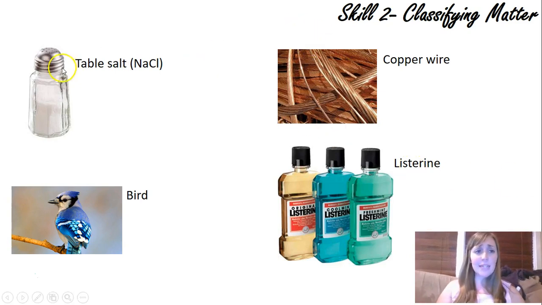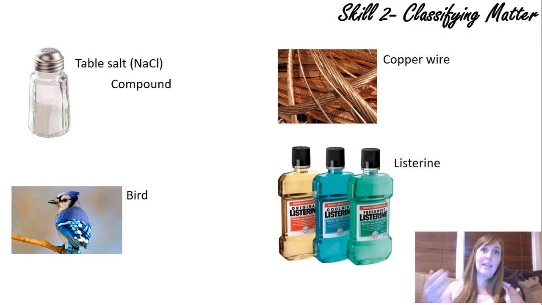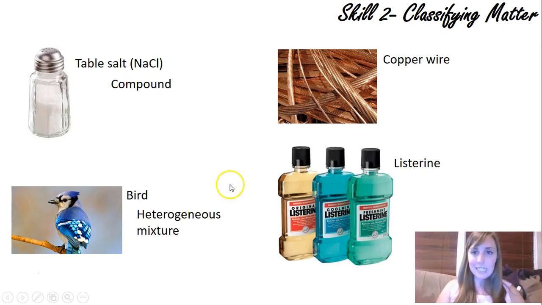So table salt, NaCl, if you look at it, it all looks the same throughout, so it can't be heterogeneous. Every sample is exactly the same, so it can't be a homogeneous mixture. And it's on the periodic table, no, it's not on the periodic table, so it has to be a compound. Plus, we can see over here, it's got 2 elements in it, so we know that it's a compound. Next, the bird, different phases throughout, like the beak is different from the feathers, and even within the feathers, you've got the stemmy part of the feather, plus the feathery parts of the feather, so that's going to be heterogeneous.